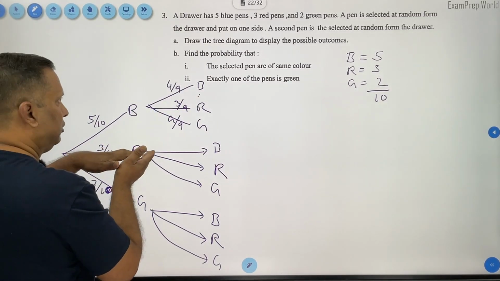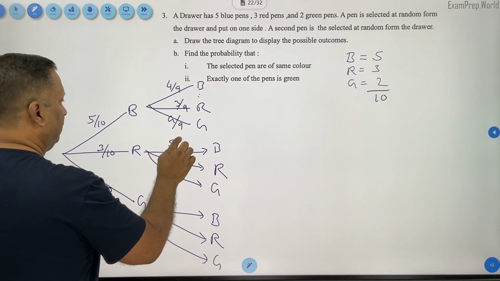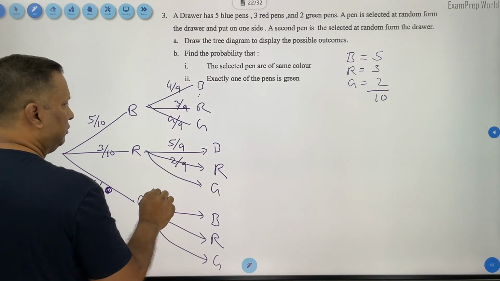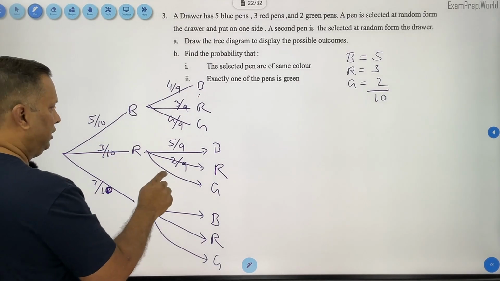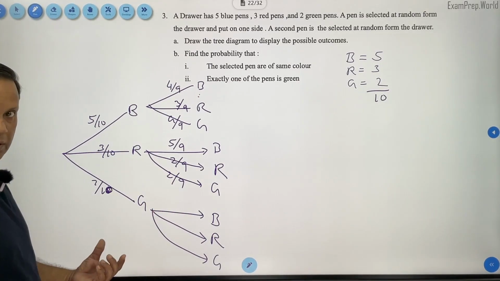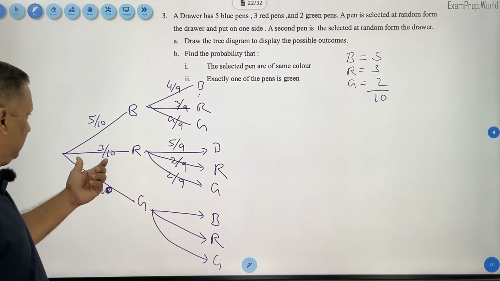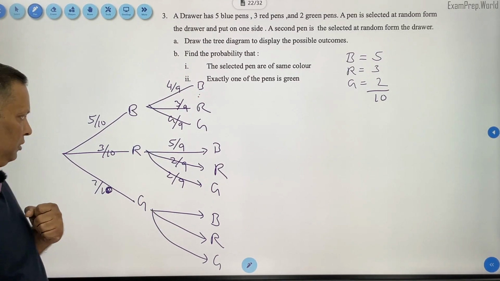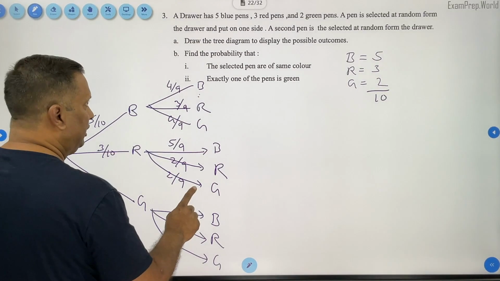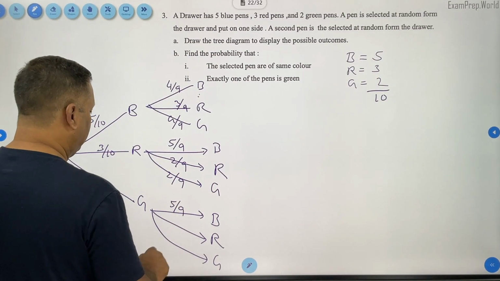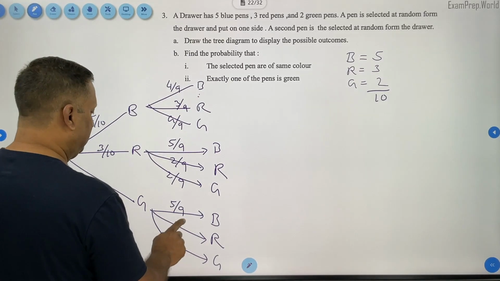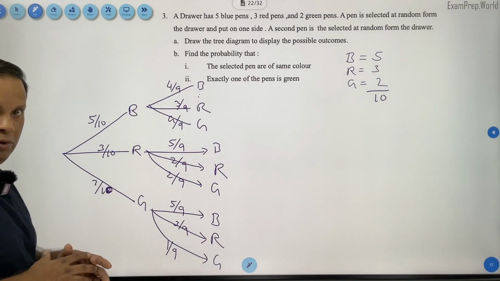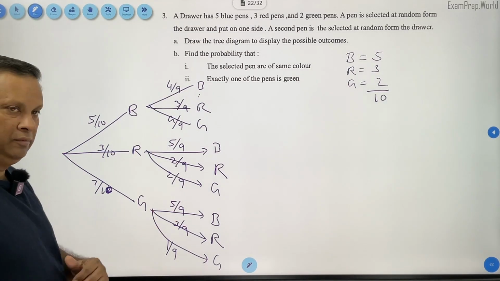Now if red is gone, blue will be there, 5 on 9. This red is gone, so it will be 2 on 9, 1 less. Now green is 2 on 9. That is the second event when the red is gone. Now let us assume that green was taken out in the first attempt. So when green is less, blue are intact, 5 on 9. Red will also be 3 on 9, but getting green is just 1 on 9, because one of the green already came out, only one green was left.